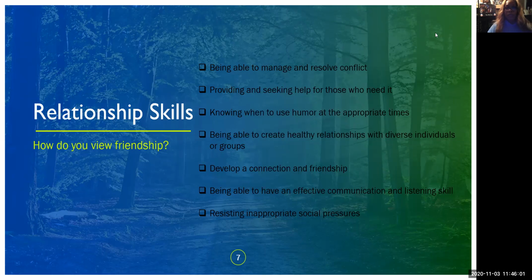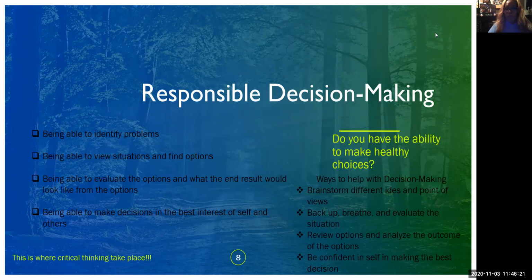Why are these skills the most important skills? Because I think relationship skills are the most important skill for kids. Yes, that's correct. Because they all want friends. They all want someone they can talk to. They all want to belong to someone and something. Responsible decision making comes with having friends, because you've got to make the right decision to decide if that person needs to be your friend.